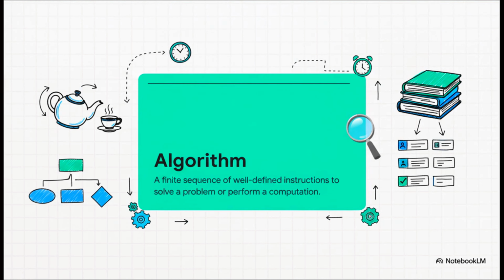So this brings us to the official definition. An algorithm is just that, a finite sequence of well-defined instructions. It's basically a recipe. Whether you're making tea, getting ready in the morning, or telling a computer how to alphabetize a list of names, you're just creating a clear, step-by-step recipe to get the job done.